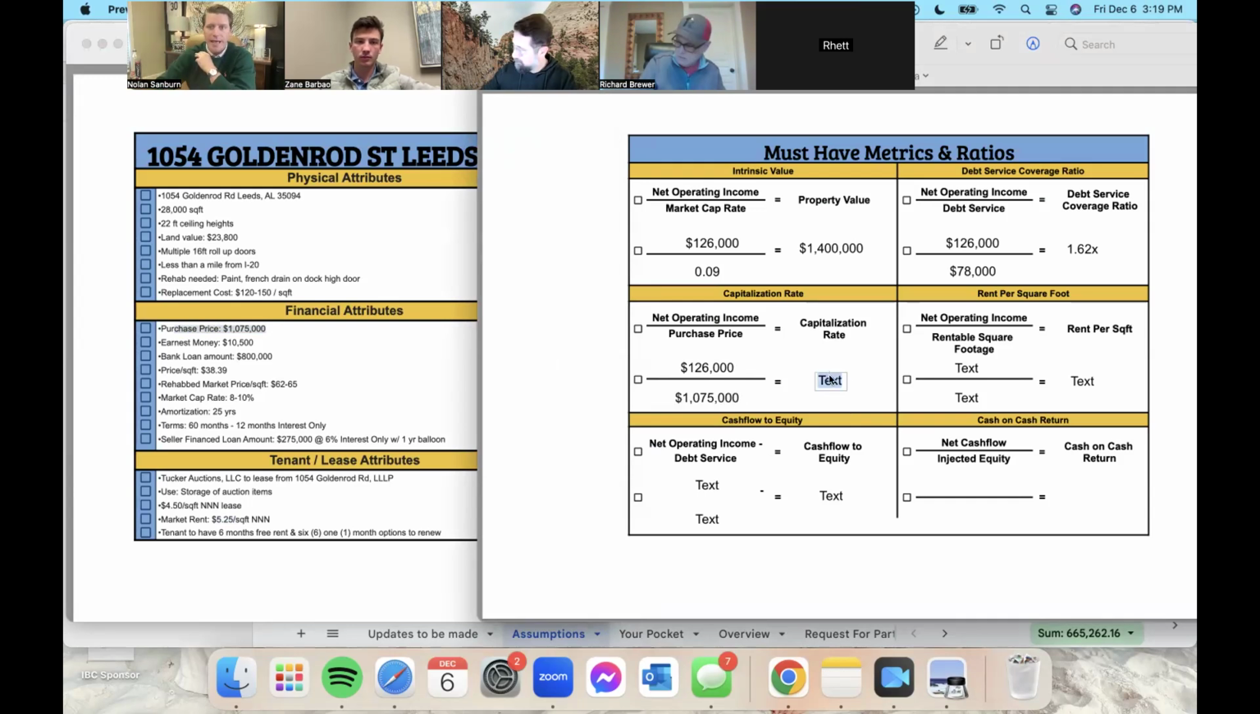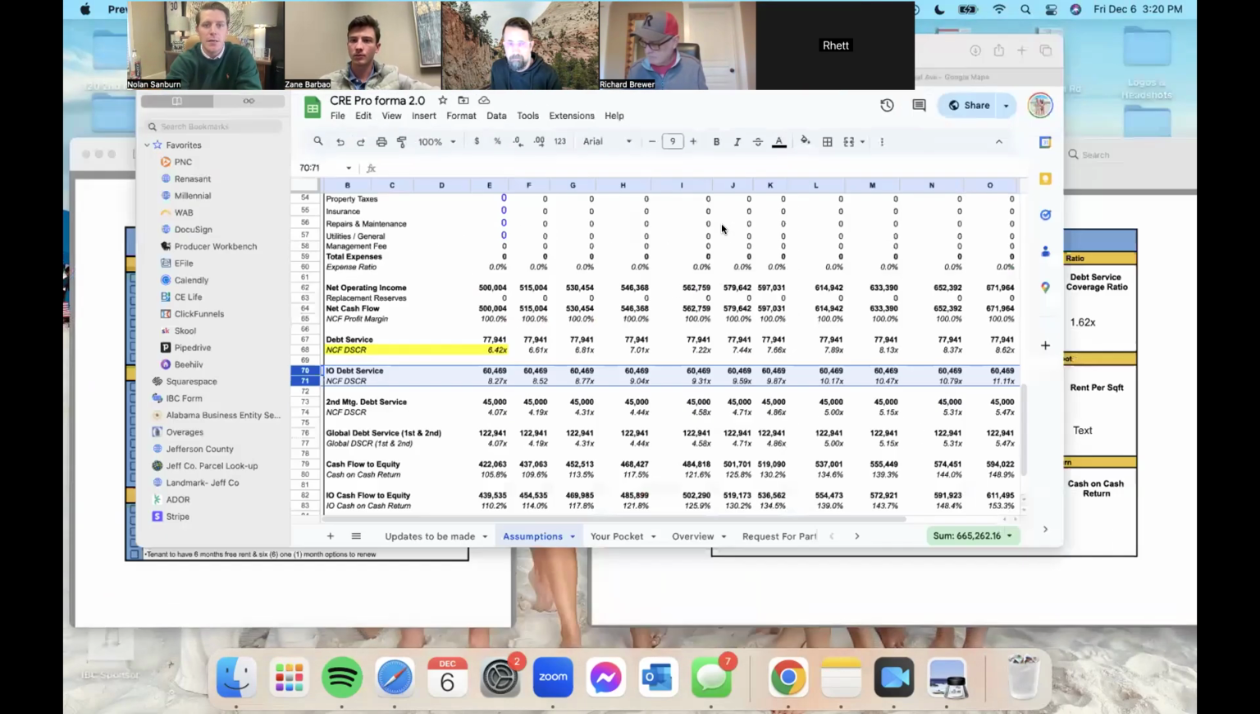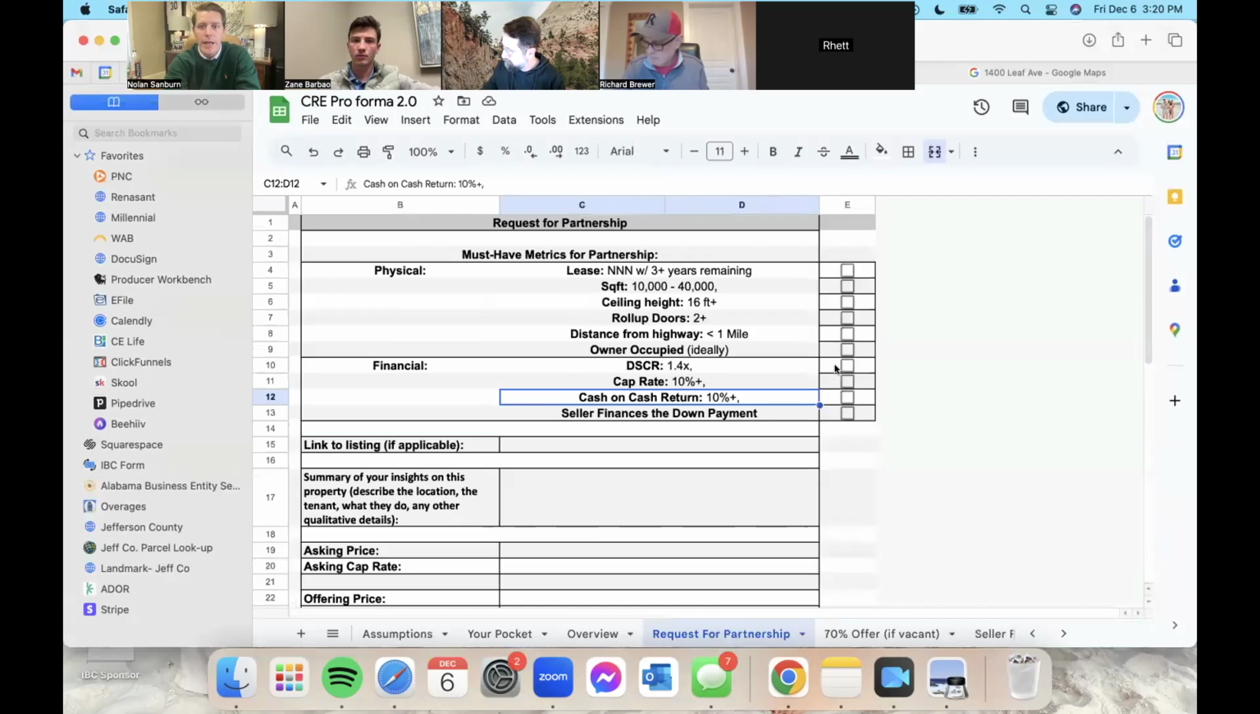Who knows what the going in cap rate is? What'd y'all come up with? 11.7 is what I got. 11.7. All right. Again, pretty strong. And again, what we're discovering as we're doing this is we're hitting our financial boxes. Like, we're hitting these boxes.